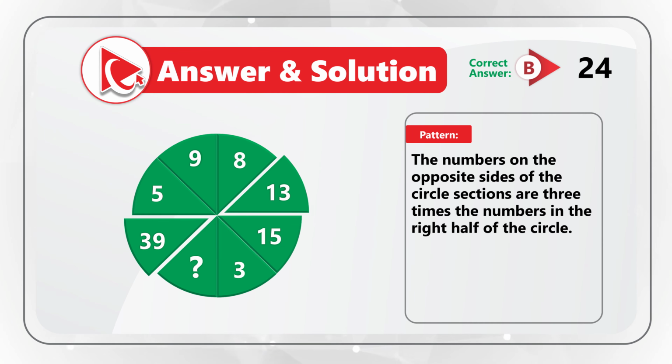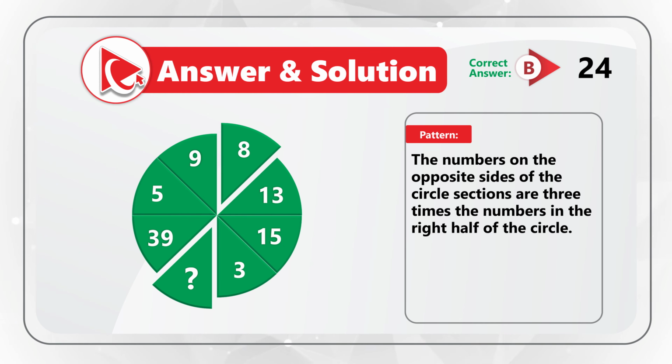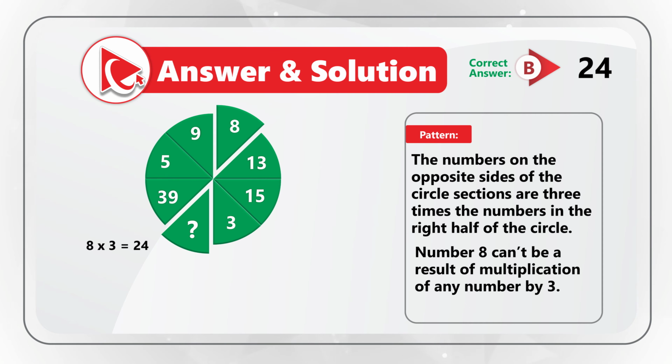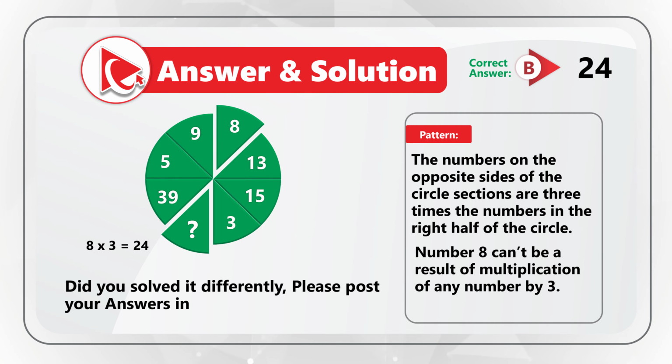Let's take a look at the missing number. Because number 8, which is on the opposite section, cannot be a result of multiplication of any number by 3, this means that the missing number is the result of 8 multiplied by 3, which equals 24. This is why I think the correct answer here is choice B, 24. Did your calculations lead you to the same answer? If they didn't, please make sure to share your answer and solution in comments.